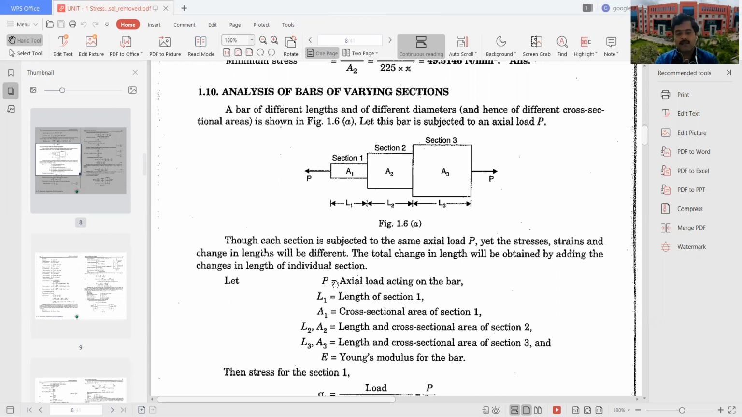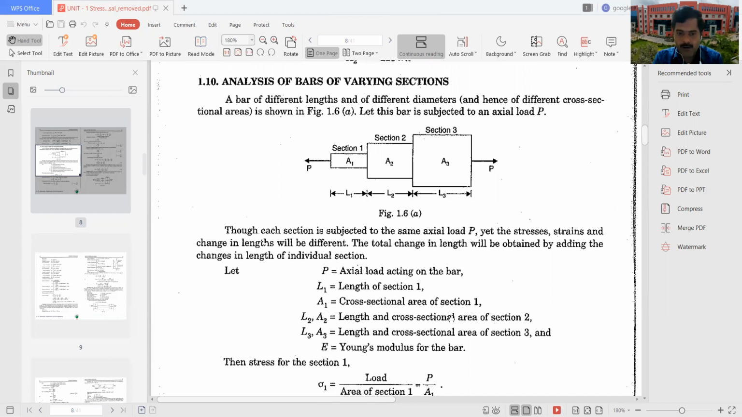Let us consider P as the axial load acting on the bar, L1 the length of section 1 and A1 the area of section 1. Similarly, L2, A2 are the length and area of section 2, L3, A3 the length and area of section 3, and capital E is the Young's modulus of the bar.